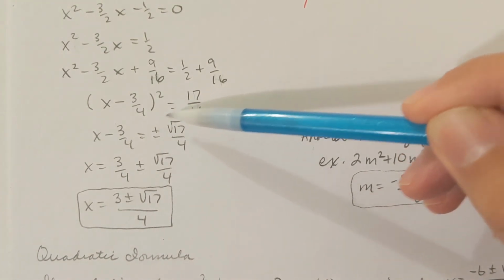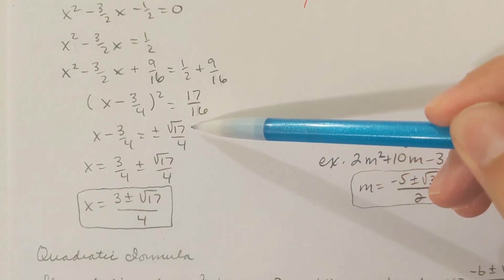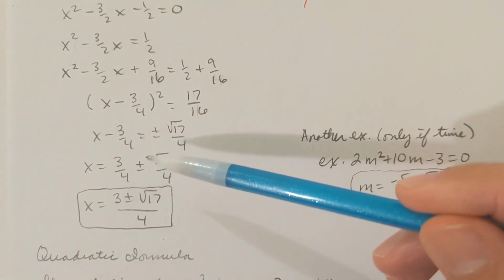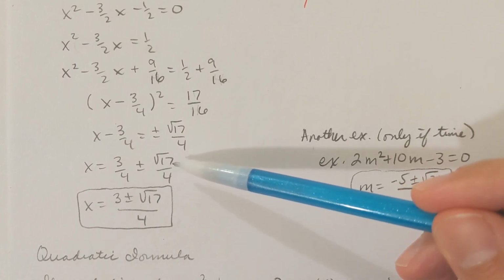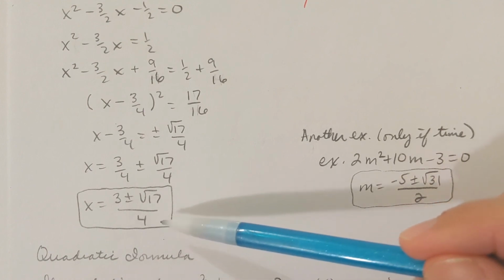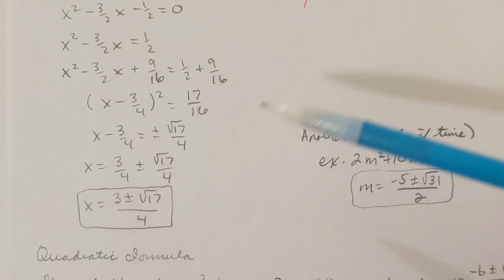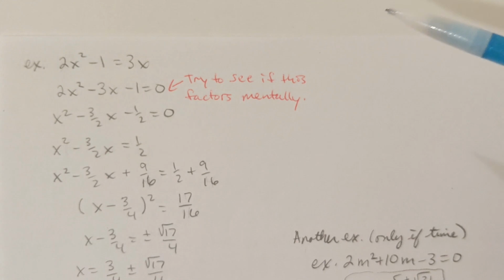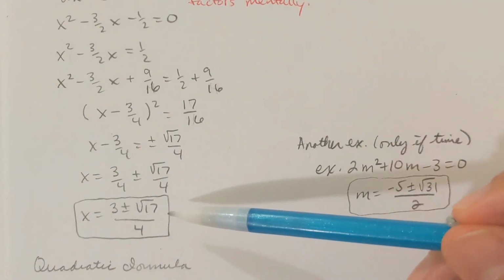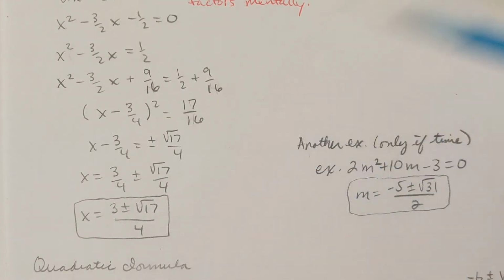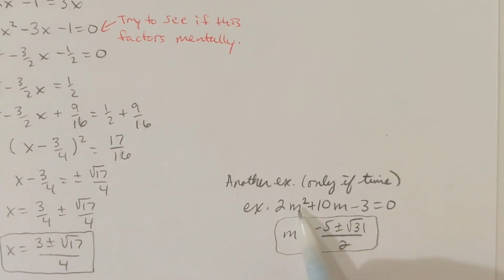Take the square root of both sides. x minus 3/4 equals plus or minus the square root of 17 over the square root of 16, which is 4. x equals 3/4 plus or minus the square root of 17 over 4, which is equal to 3 plus or minus the square root of 17 all over 4. Okay. So the reason why I was not seeing the factors very easily is because these nasty numbers right here are the two factors. And these are not numbers that I would be guessing and checking on. So I can do this one.